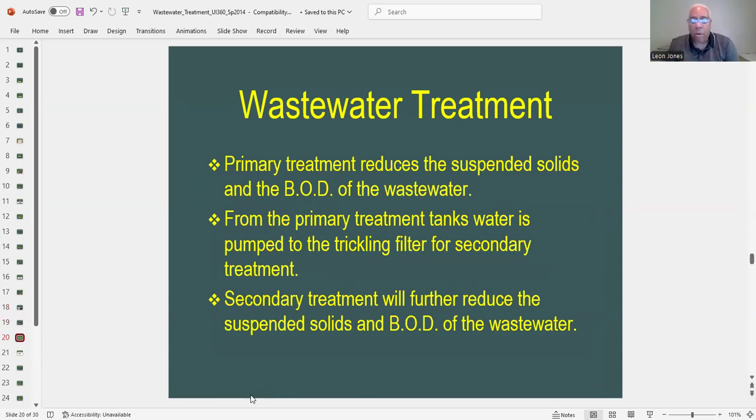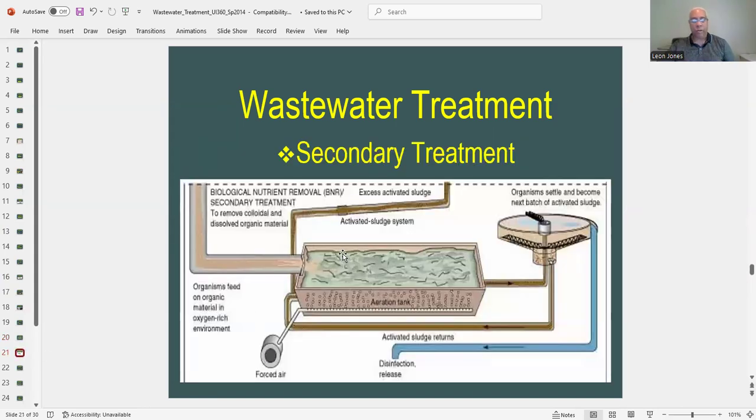The primary treatment also reduces the suspended solids and the BOD of the wastewater. From the primary treatment tanks, water is pumped to the trickling filter for secondary treatment. The secondary treatment will further reduce the suspended solids and BOD of the wastewater. Here's your secondary treatment, biological nutrient removal, known as BNR. The purpose is to remove colloidal and dissolved organic material.